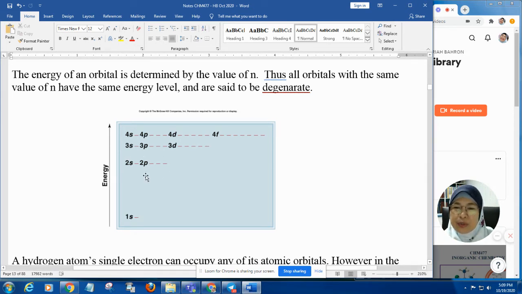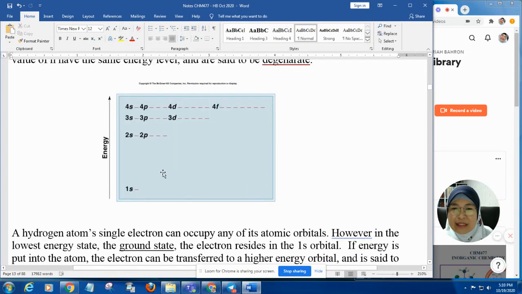Now, if you move into the second shell, you find 2s and 2p, 1 orbital of 2s and 3 orbitals of 2p. And then going on to shell number 3, you have 1 orbital of 3s, 3 orbitals of 3p, and 5 orbitals of 3d. And going straight to n equals 4, or shell number 4, you have s, p, d, and f. F has 7 orbitals, but we're not going to cover f orbitals for the purpose of 477.